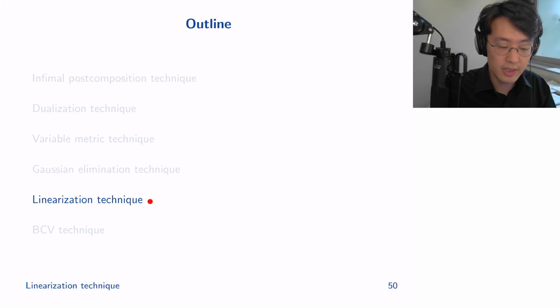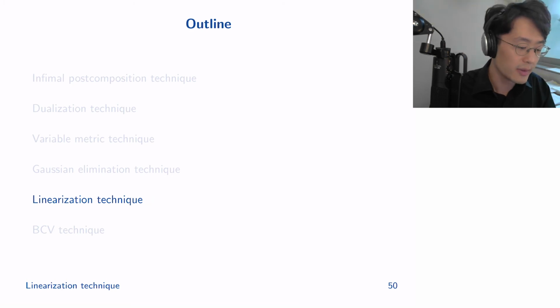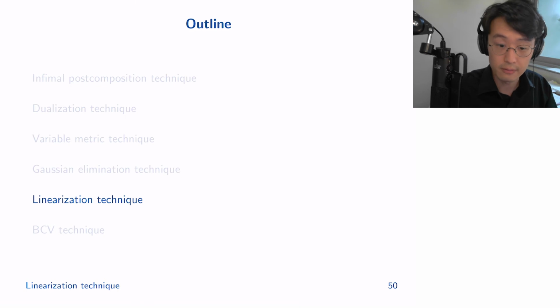The next technique to learn is the linearization technique. We will first learn the linearization technique, and then as we learn the BCV technique, we will see that the BCV technique can be combined with the linearization technique to be able to utilize the linearization technique to the fullest.